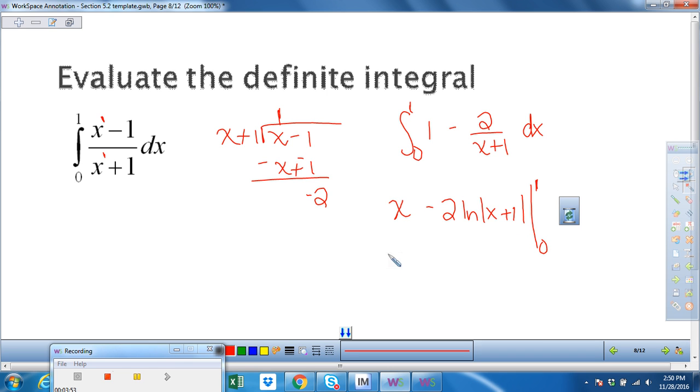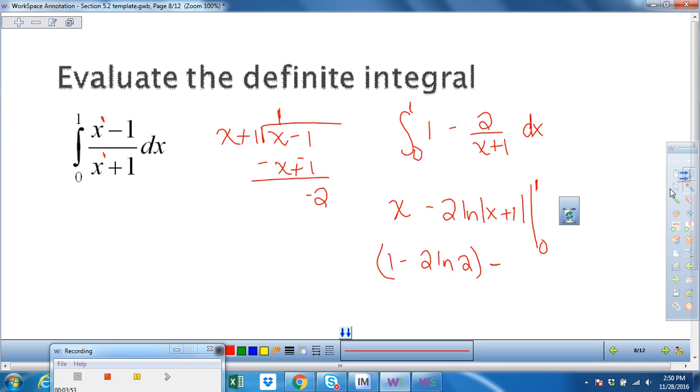So that's going to give me 1 minus 2 natural log of 2 minus 0, and then the natural log of 1, which is 0. So that's 0 minus 0. So this is my answer.